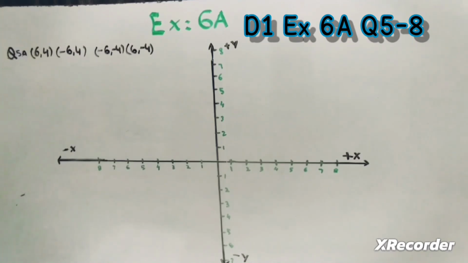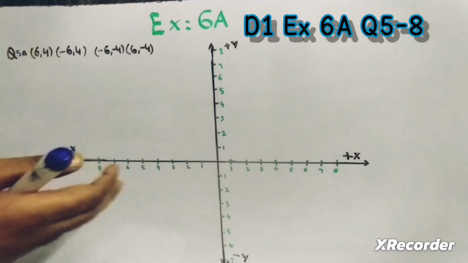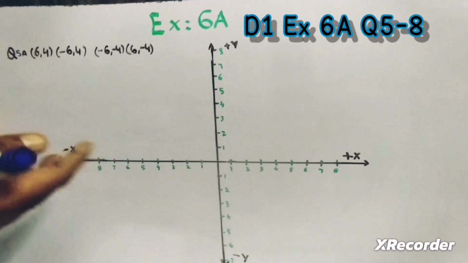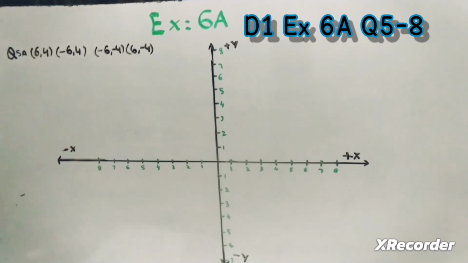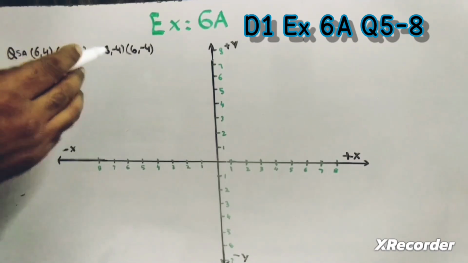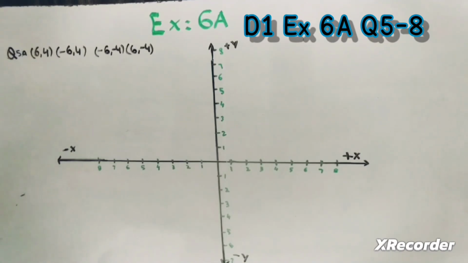In this question, there are given points and we have to draw the straight lines for making geometrical shapes, and at the end we identify the shapes. Let's start with part A. The points are (6, 4), (-6, 4), (-6, -4) and (6, -4). Let's start with (6, 4).